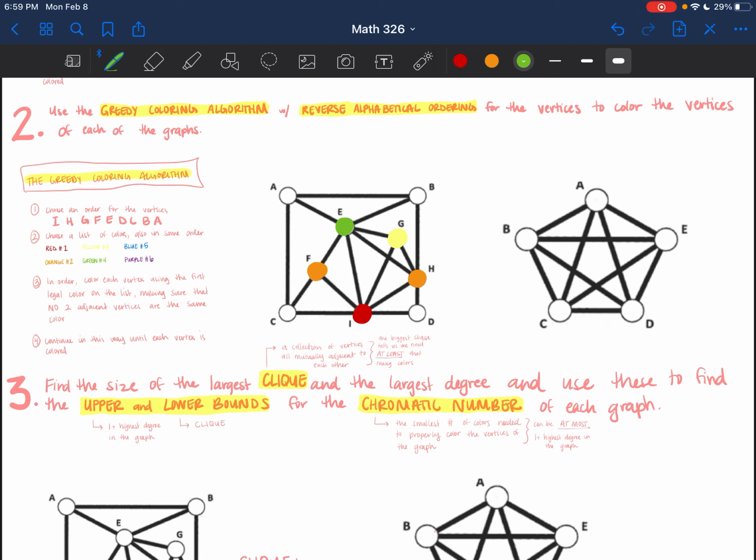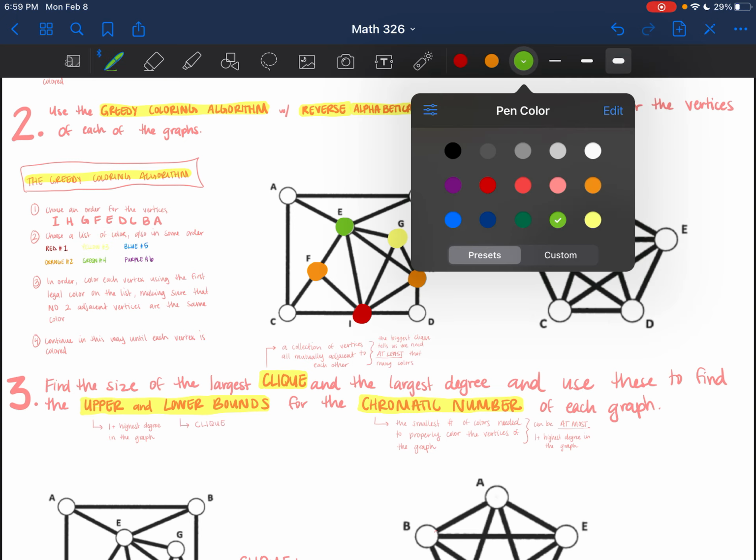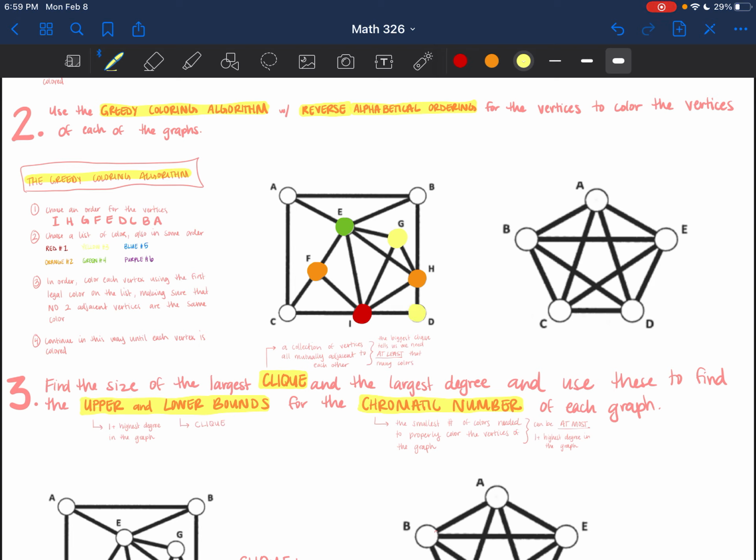So after E, we look at vertex D, all the way down here in the corner, and D is only touching H and I. And H is orange, I is red. So we can't use red, we can't use orange. The next most legal color is yellow. So D is going to be yellow.